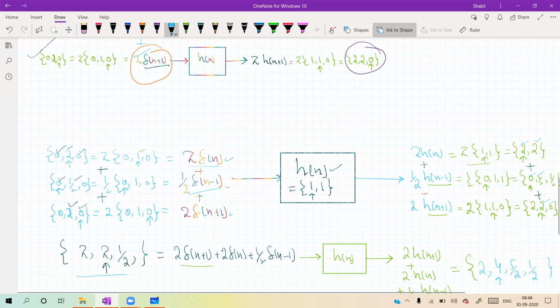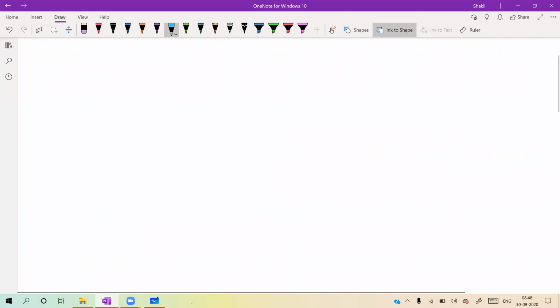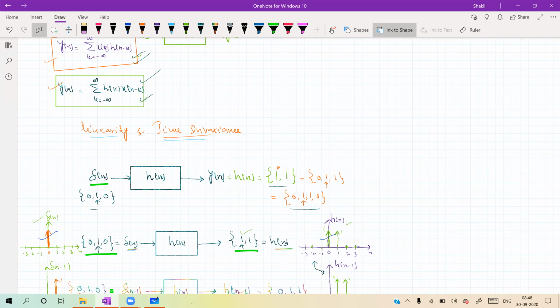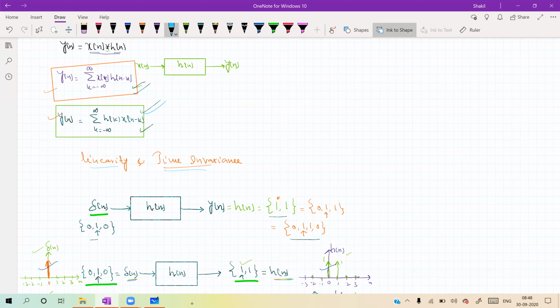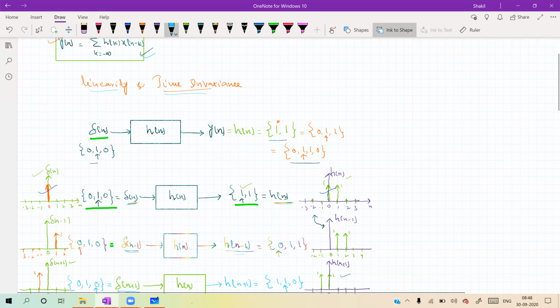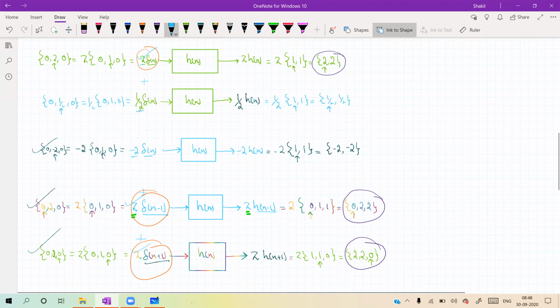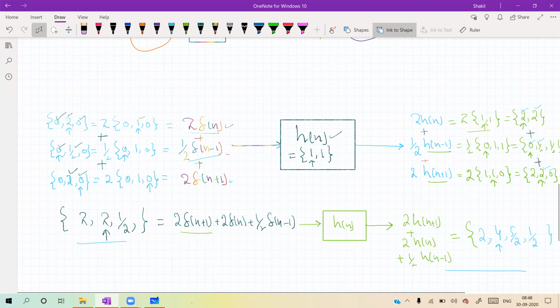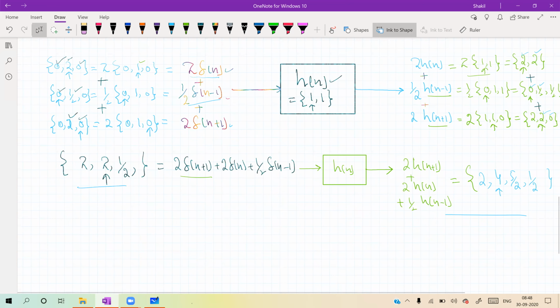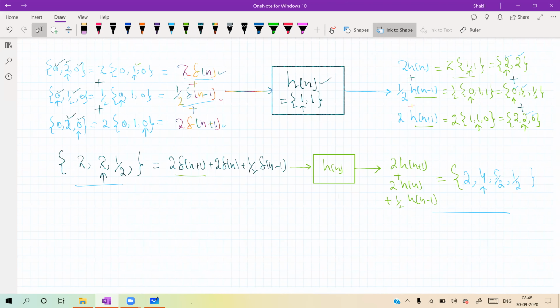Without resorting to this formula directly, we illustrated how to compute the output of the system using the time invariance and linearity properties of the system. In the next session, we'll see how we can generalize this concept.